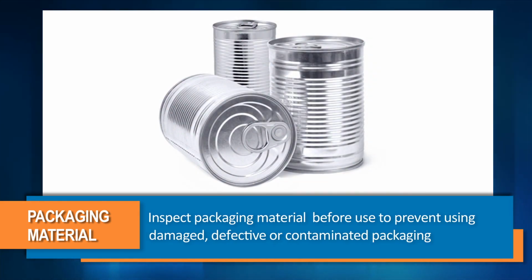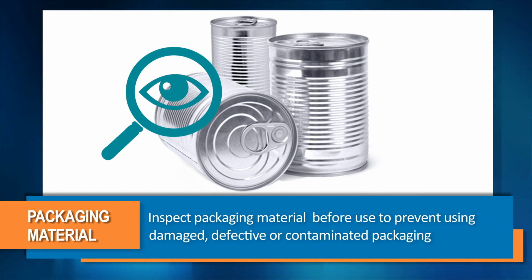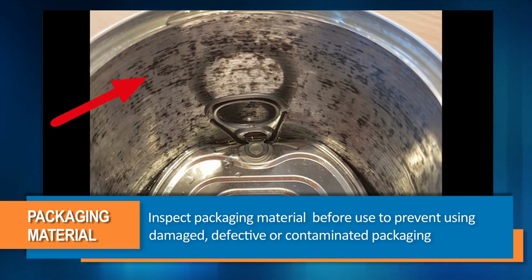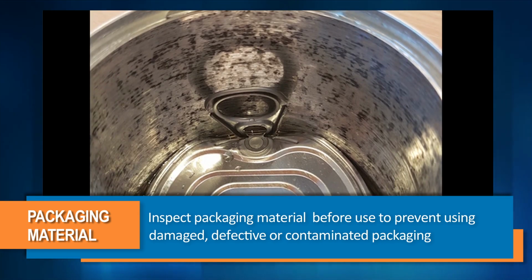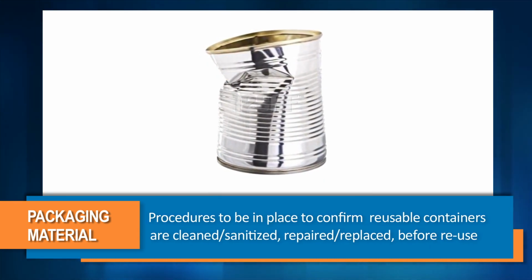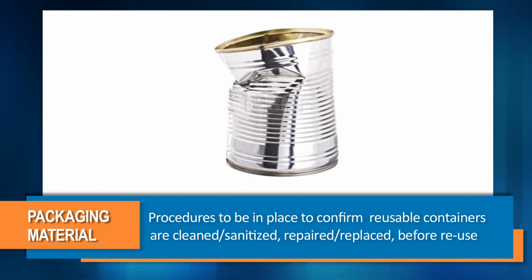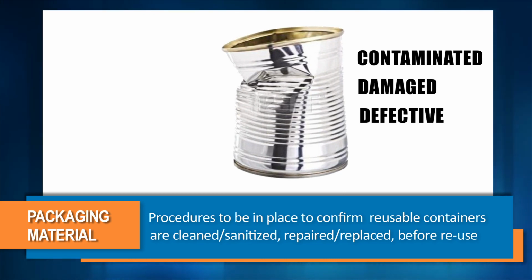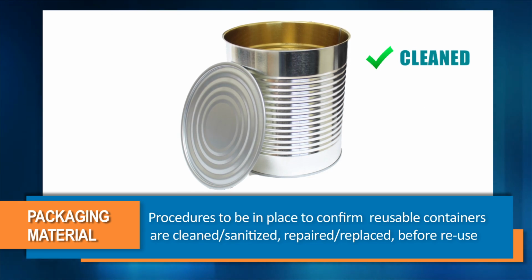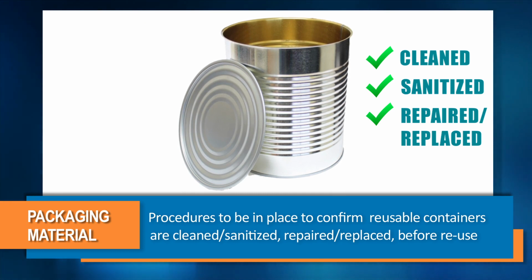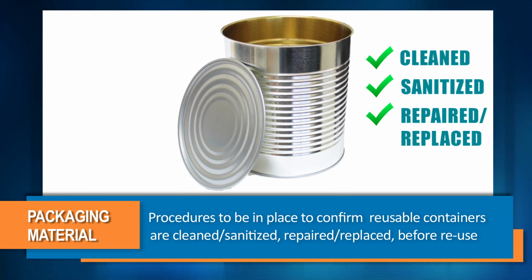The packaging materials should be inspected before use to prevent using damaged, defective, or contaminated packaging which may lead to contamination of the product. The food business operator shall have effective procedures in place to confirm that contaminated, damaged, or defective reusable containers are properly cleaned and sanitized, repaired or replaced as appropriate before reuse.